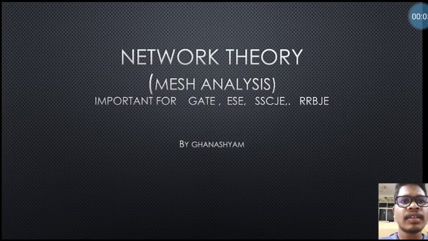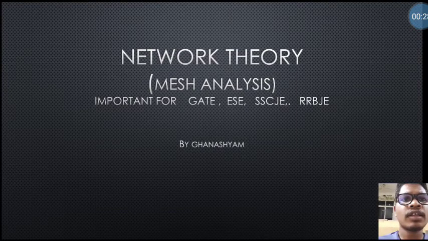Today we are going to see mesh analysis in network theory, which is very important for examinations like GATE, ESE, SSC JE, RRB JE. In the previous lectures we have already discussed source transformation and dependent and independent voltage sources and current sources, and why they are used. In this lecture we are going to see why mesh analysis is used in network theory and how it is implemented.